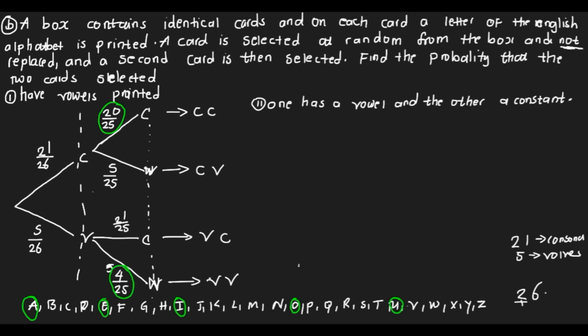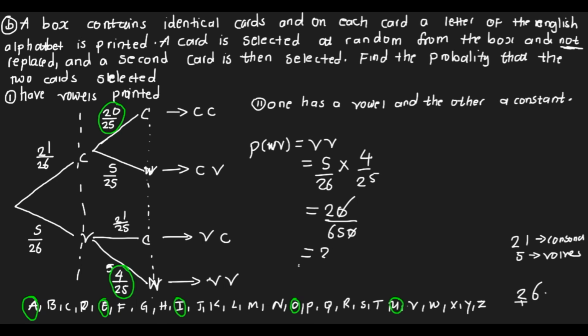So let's look at the first one: both letters are vowels. So we are looking at where we have vowels only. We say probability of vowel and vowel. The first probability for the vowel is 5/26 times 4/25. So 5 times 4 is 20, then 26 times 25 is 650. So we can now reduce. Our final answer is 2/65.